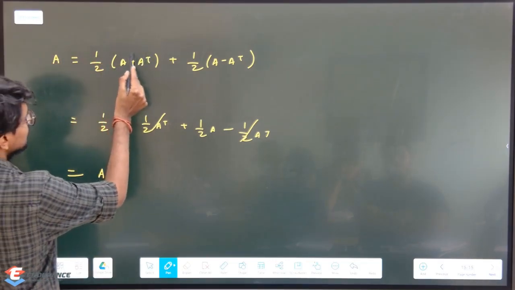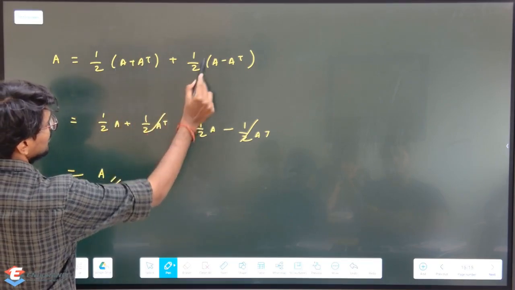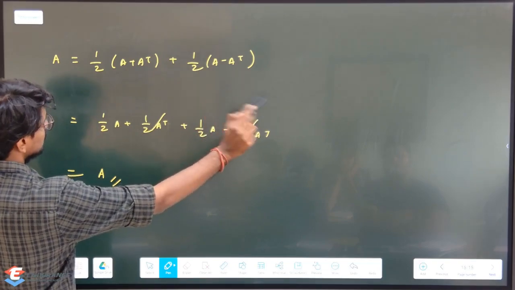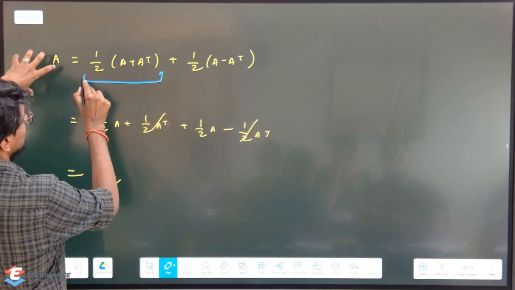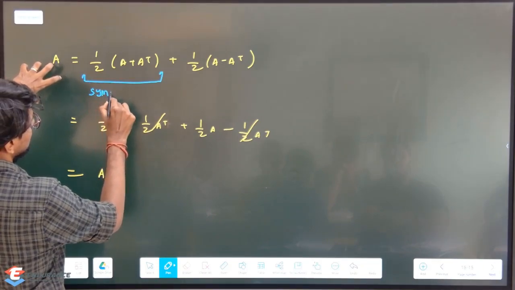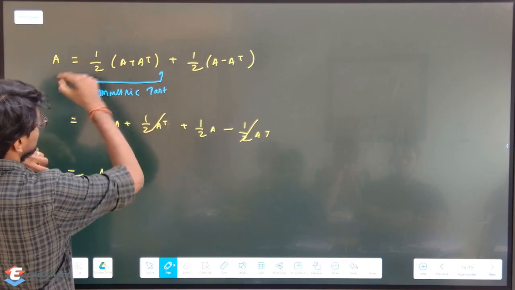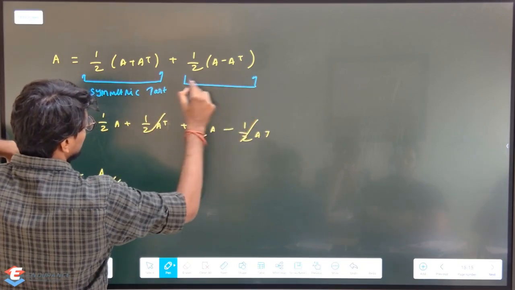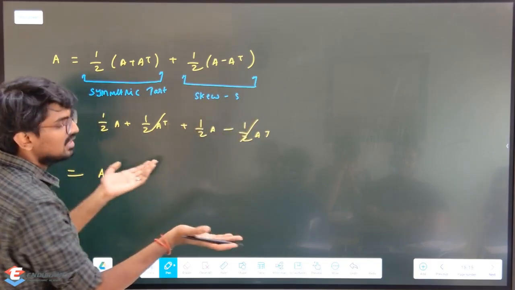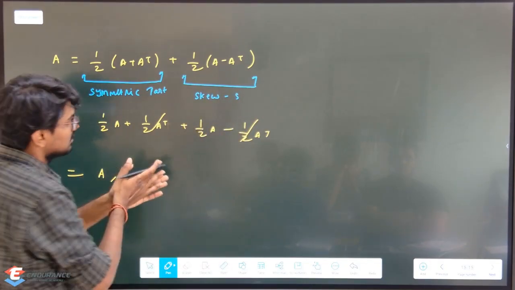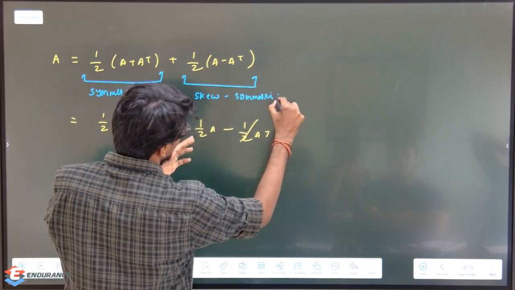And what is this matrix? A plus A transpose will be symmetric. A minus A transpose will be skew symmetric. So any square matrix can be written as a symmetric matrix, which is the symmetric part of matrix A, plus a skew symmetric part. A single matrix can be written as symmetric part plus skew symmetric part. Copy this, and with this you can try the next question.